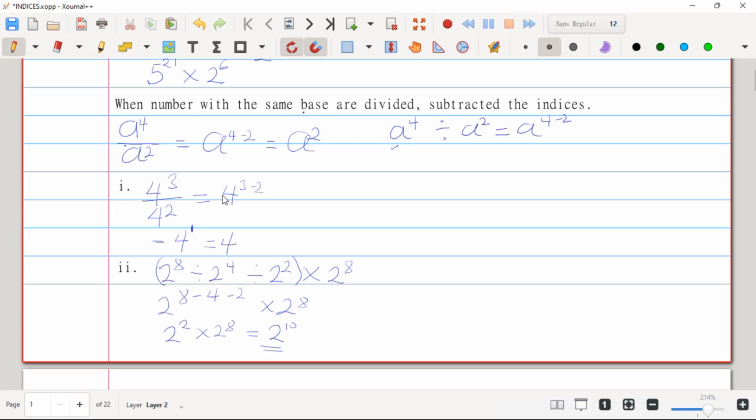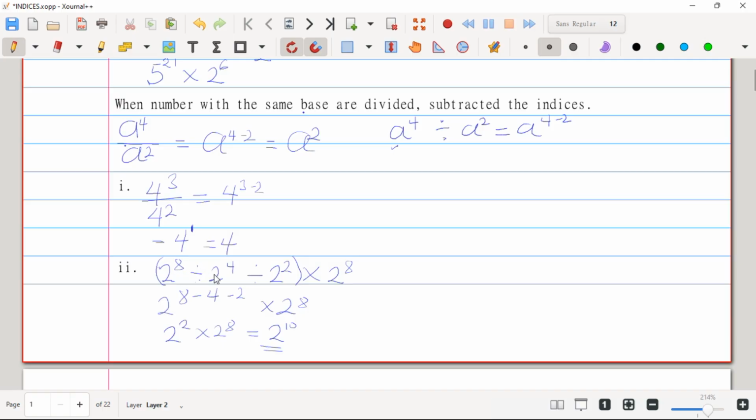So here we'll have 4 raised to the power 3 minus 2, which is going to give us 4 raised to the power 1. And we know that 4 raised to the power 1 is also going to give us 4. So our final answer here is 4.